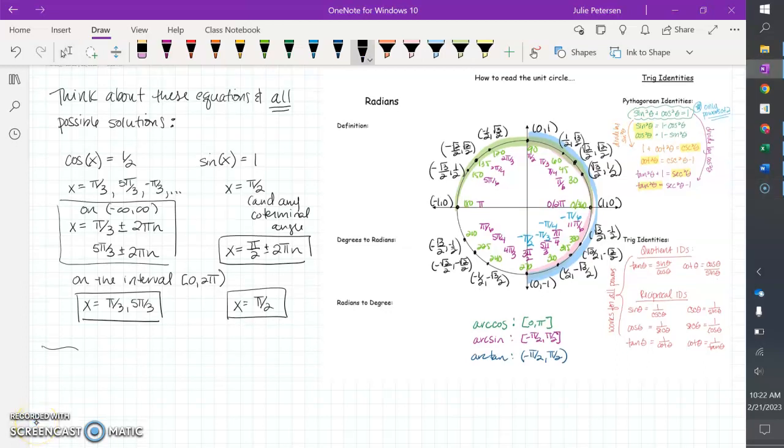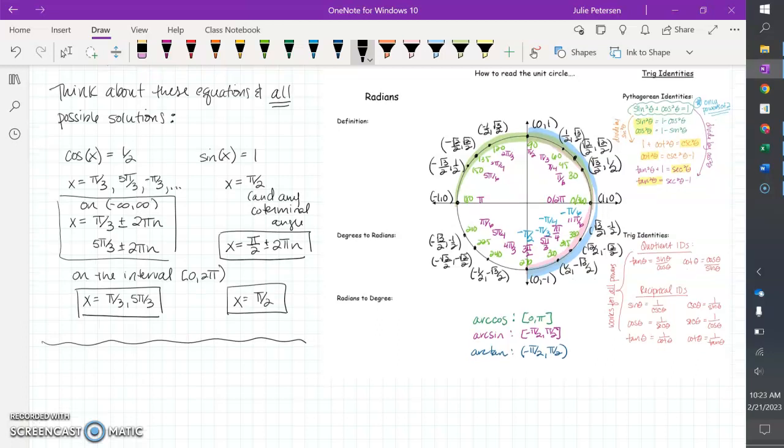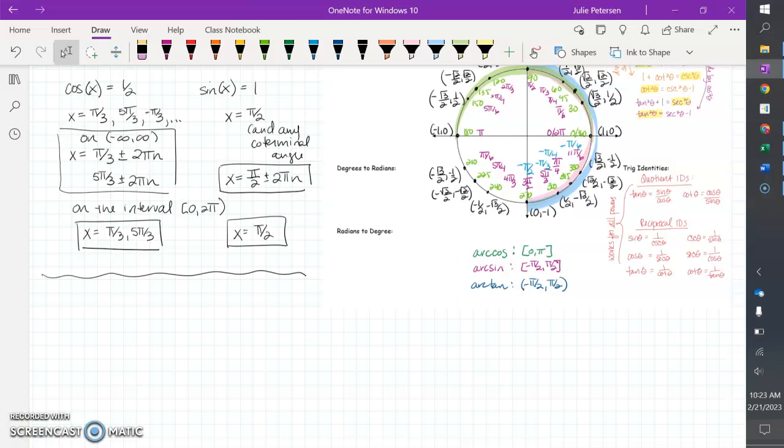Okay, so now we're going to move on to thinking about how we actually solve a trig equation. So when you solve any type of equation in algebra or geometry, you're trying to isolate the variable. Our goal here is to isolate the trig function.